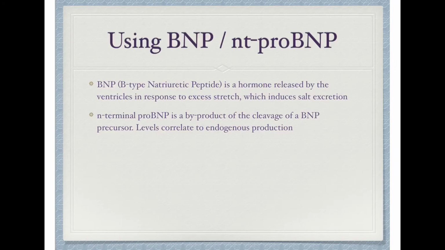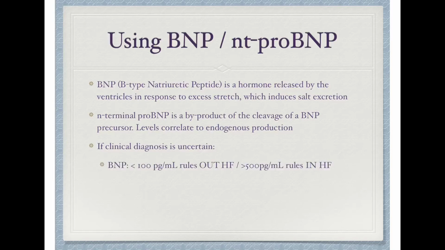N-terminal proBNP is a byproduct of the cleavage of the BNP precursor. The levels correlate to endogenous production of BNP by the heart. It's a similar concept to how C-peptide is a marker of endogenous insulin production in the pancreas. If the clinical diagnosis of heart failure is uncertain, you can use either of these or both of these hormones in order to help rule in or rule out heart failure.